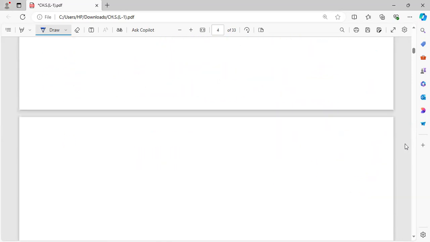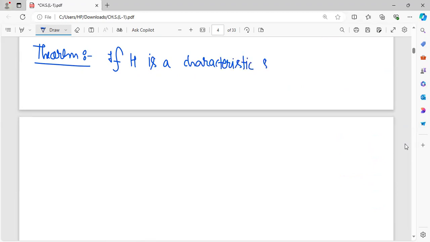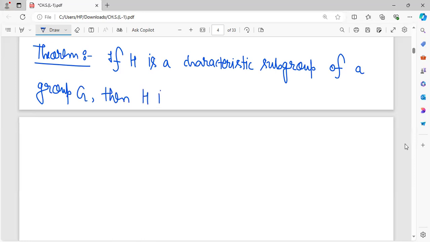Now we are going to prove the second result, that if H is a characteristic subgroup of a group G, then H is a normal subgroup of G. Let's see its proof, how it will work.